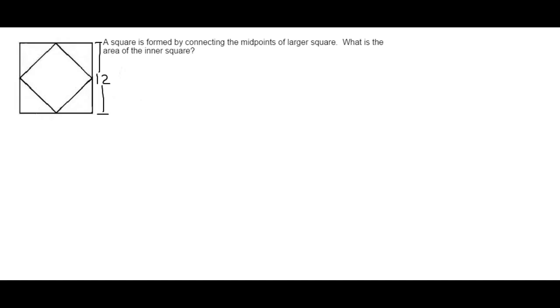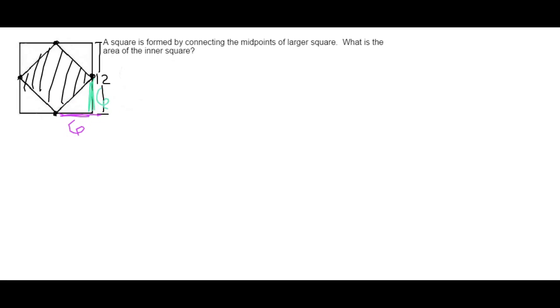Here is another example. A square is formed by connecting the midpoints of a larger square. So each point here is considered to be a midpoint. What is the area of the inner square? So they want to know the area of this shape. Now we know the outside edge is 12, and we know each point is a midpoint. That cuts it exactly in half. So we know half of a side is 6. This other side is also 6.